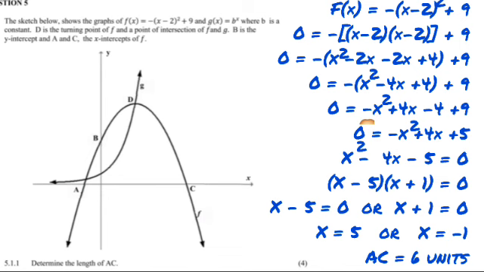So minus 1 times x squared is going to give me minus x squared. Minus 1 times minus 4x is going to give me positive 4x. Minus 1 times positive 4 is going to give me minus 4, plus the 9 that was outside the bracket. Then 0 is equal to minus x squared plus 4x. The minus 4 plus 9 gives me a positive 5.